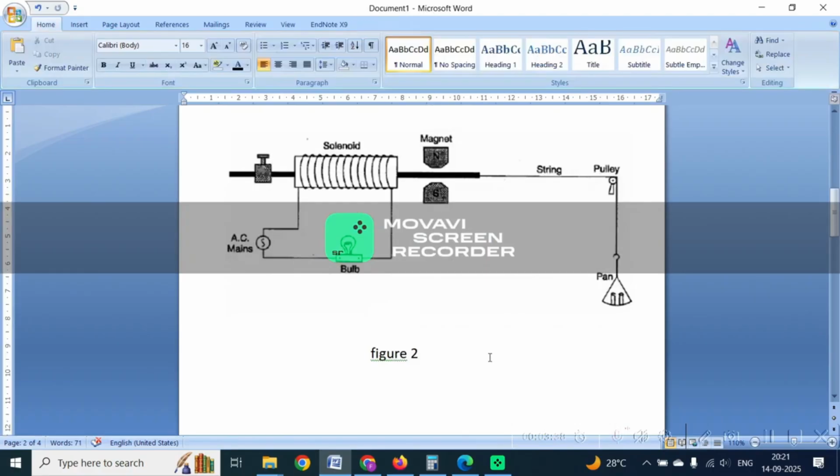Fix one end of the string to the vibrator here and pass the other over a pulley with the pen here. This is a pulley, a frictionless pulley. So put weight in the pen to make the string tight. When you put in weight, you can see the weight is already shown in this picture. Then switch on the AC.